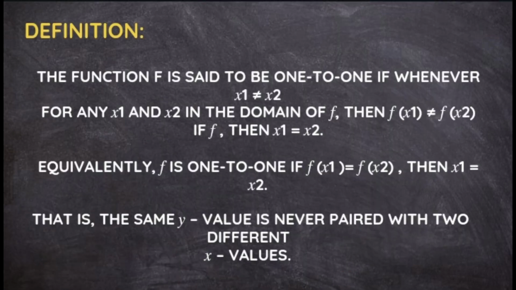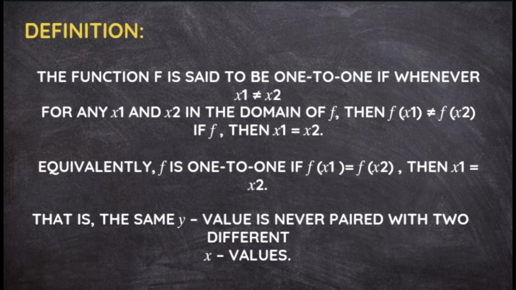Alright, now let's go to the definition of one-to-one function. A function is said to be one-to-one if whenever x sub 1 is not equal to x sub 2, for any x sub 1 and x sub 2 in the domain of f, then f(x sub 1) is not equal to f(x sub 2).